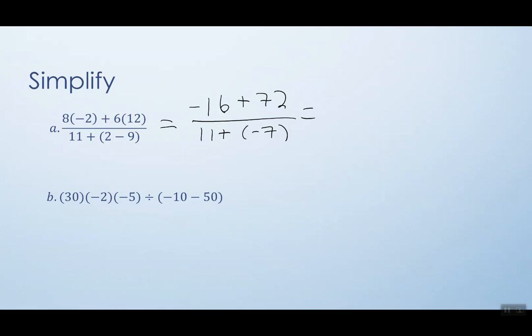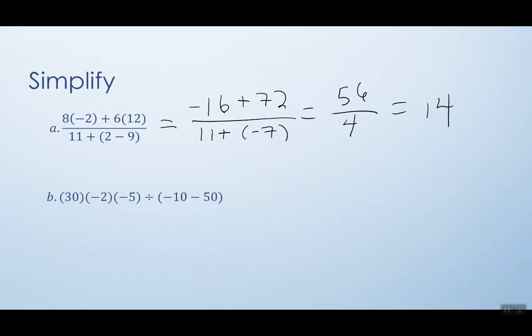So let's just look at the numerator. I have negative 16 plus 72. That gives me 56. In the denominator, I have 11 plus negative 7, which we know is 4. Then I can do 56 divided by 4 to get 14. Right? So we tackle it as little pieces instead of trying to do the whole thing at once.